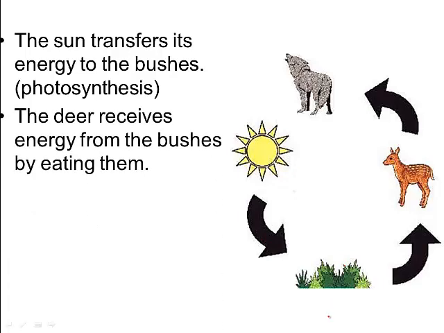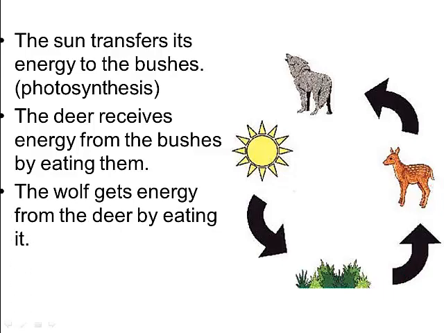The deer is going to receive energy from the bushes by eating them. So now the energy is being transferred from the bushes to the deer. And then the wolf is going to get its energy by eating the deer. In this particular food chain, the wolf is the highest trophic level. So we have our producers, we have a primary consumer, and we have a secondary consumer.